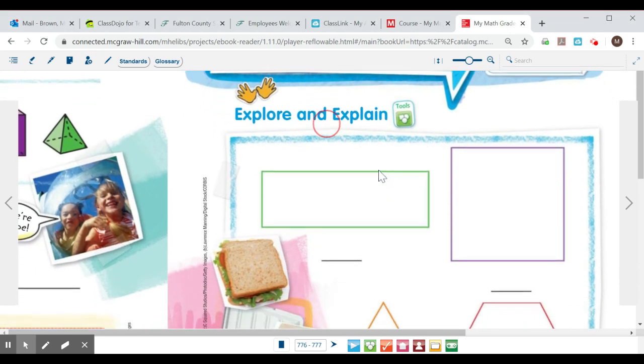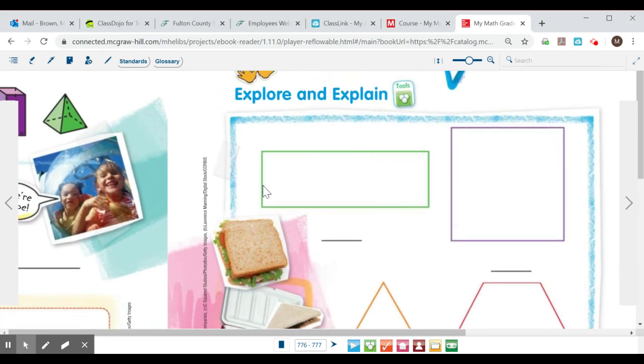So let's take a look at our first shape. It has 1, 2, 3, 4 straight lines. So this is a quadrilateral and a polygon. And this shape is a... Good. If you said rectangle, you are correct. So if I wanted to partition this shape into halves, I would go straight down the middle. That would give me 2 equal pieces.